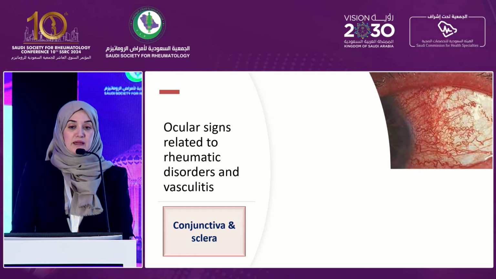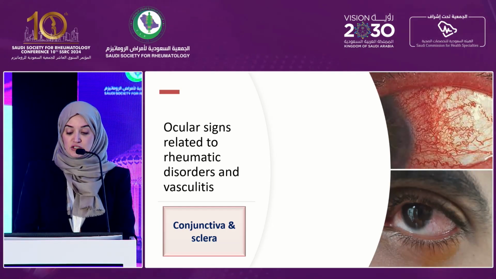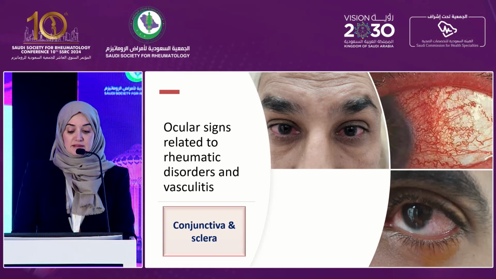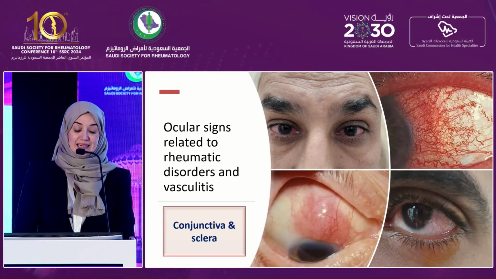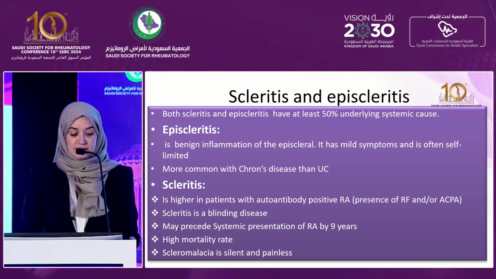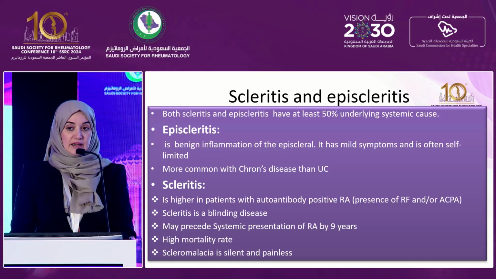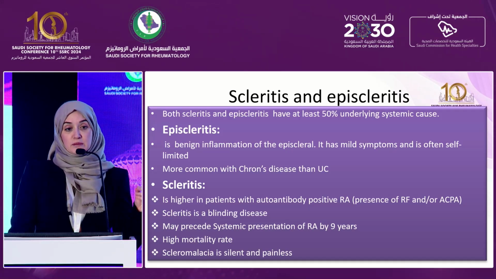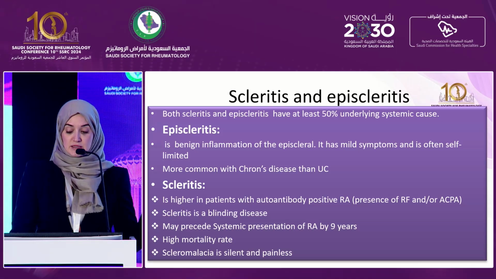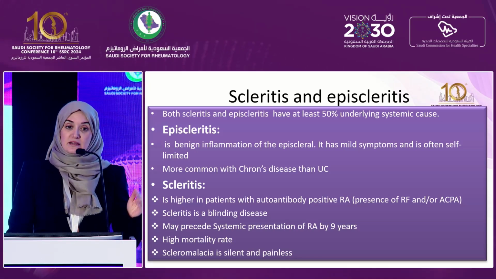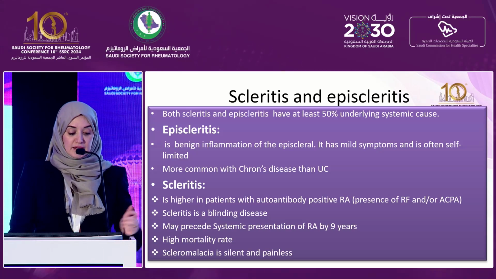The conjunctiva may come with ciliary injection, nodular episcleritis, diffuse episcleritis, and scleritis. Now the top three are very benign, but the bottom one is malignant. Episcleritis and scleritis can happen in any kind of rheumatic disease, and they have a 50% chance of association with a systemic disorder, which means 50% are idiopathic.